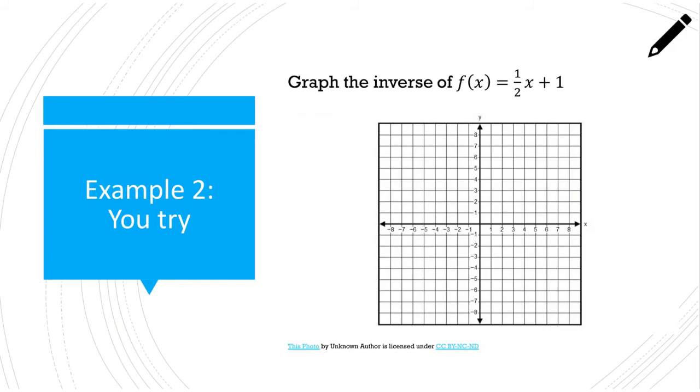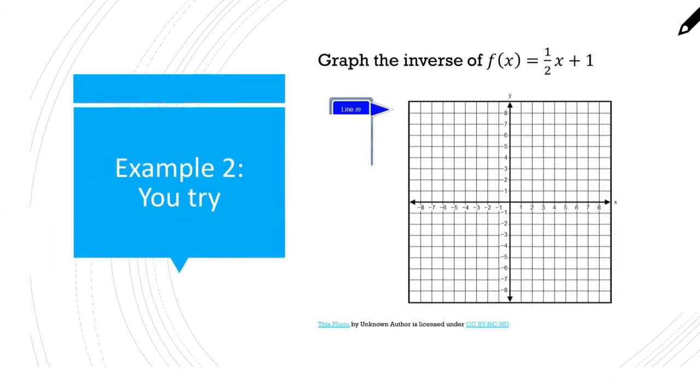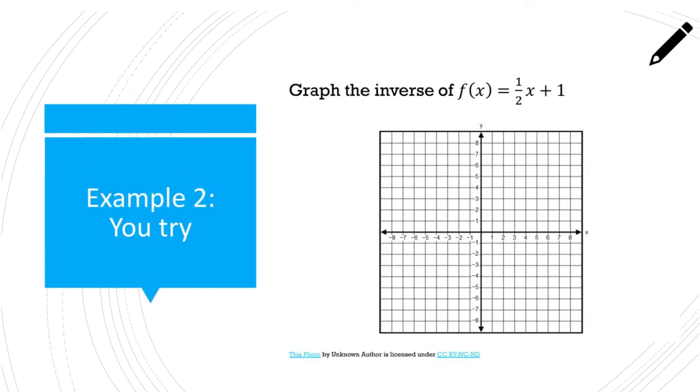Here is a problem we would like for you to try on your own. Graph the inverse of that function. Now you could graph that function using a table of values, or you could use the slope and y-intercept. But remember, an inverse is where we switch the x's and the y's. So take some time and make a graph on your note sheet and try to graph the actual function and its inverse, and we will review in a minute.